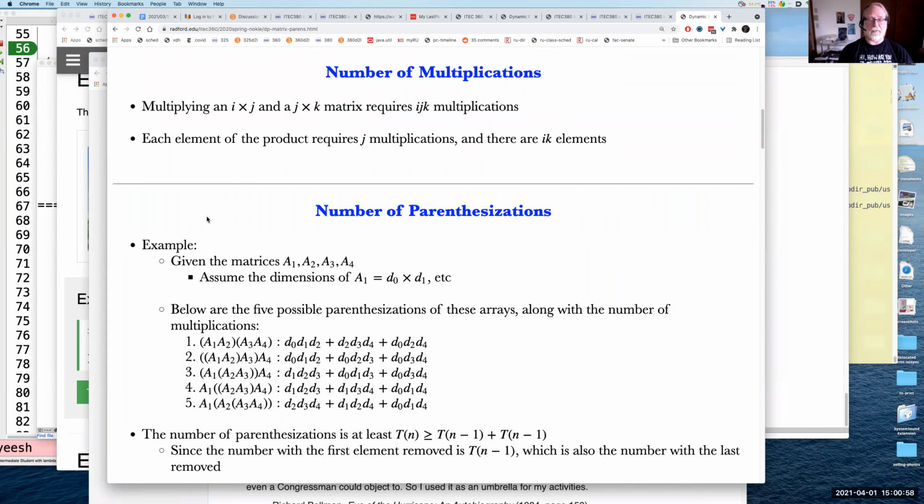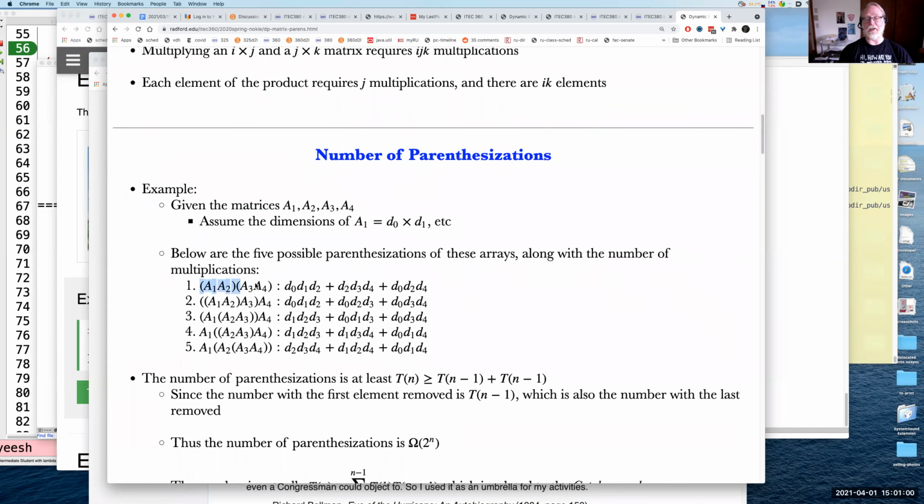We talked about this. How many parenthesizations are there? Here's an example. Suppose the side dimensions of the matrices are as follows. The first one is dimension 0 by dimension 1. Next is dimension 1 by dimension 2, dimension 2 by dimension 3, and so on. Multiplying A1 by A2 might take this many steps. Multiplying A3 by A4 would be that many steps.